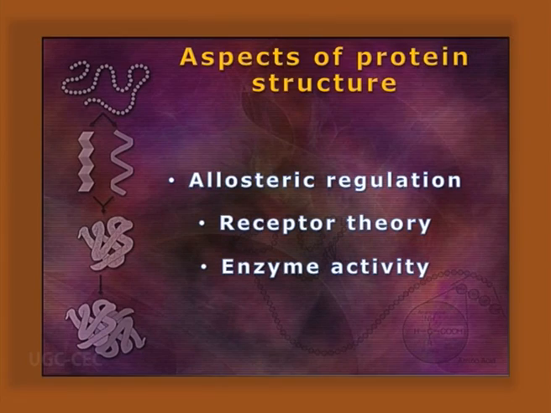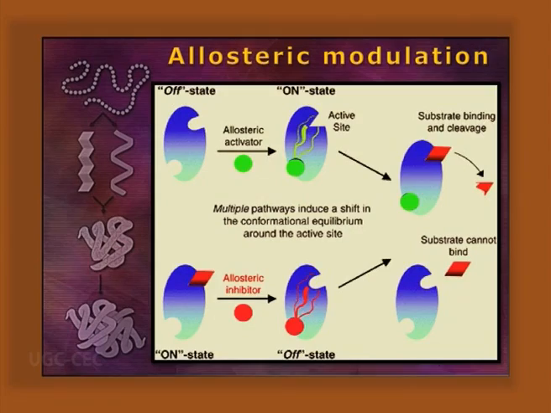Now, aspects of protein structure. It includes allosteric regulation, receptor theory as well as enzyme activity. First, let's talk about allosteric regulation. Now, what is allosteric modulation or regulation? Suppose in a multimeric protein, the conformational change happens in one subunit, so that can be manifested as the same conformational change in other subunits. The structure and function all change together.